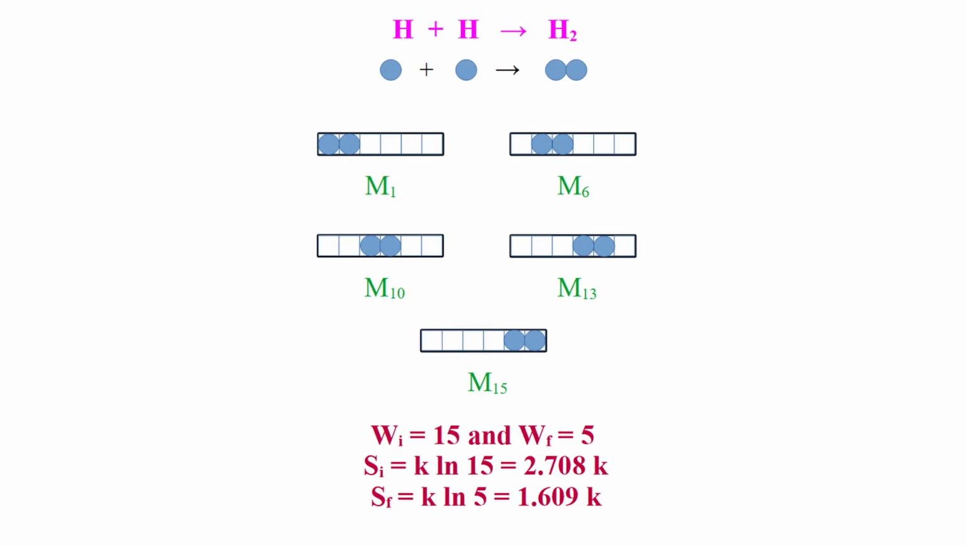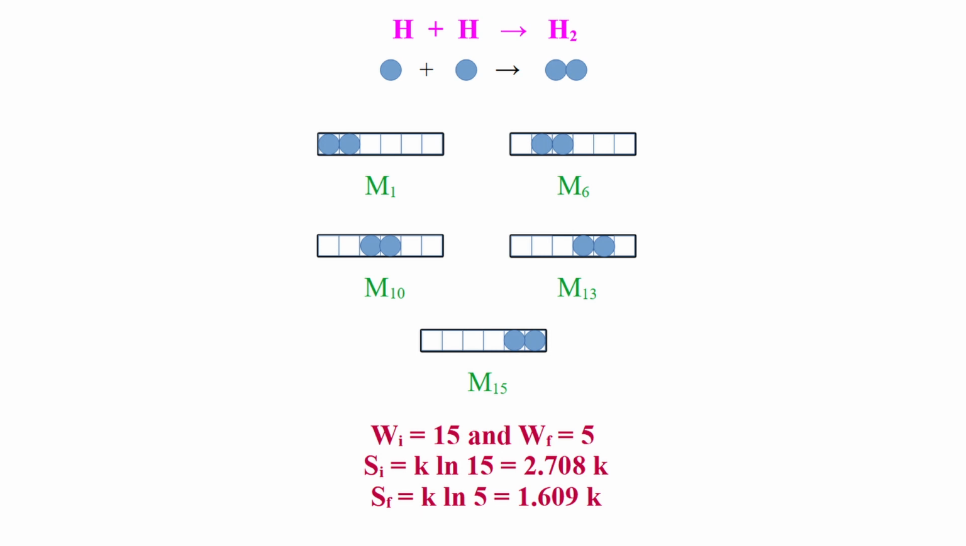Since the two atoms are bonded together in the molecule, they can occupy only the adjacent pair of cells, not cells that are farther away. This reduces the original 15 possible microstates to just 5 possible microstates. That is, Wi equal to 15 decreases to Wf equal to 5.